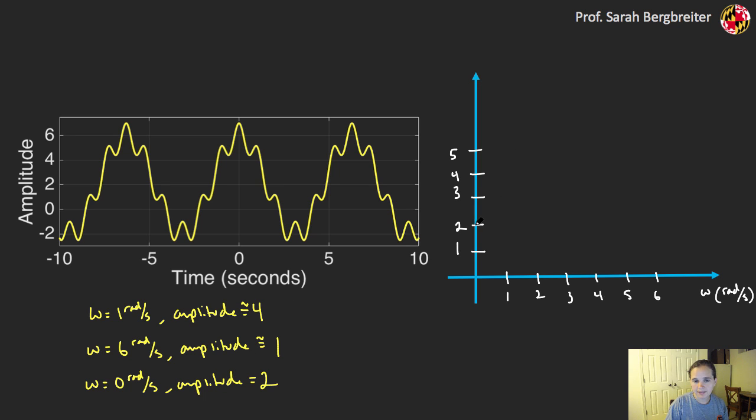And so I can plot that on an amplitude spectrum plot here. So I have an amplitude of 2 at 0. At 1 radian per second, I have an amplitude of 4 here. And then at 2, 3, 4, 5, I have amplitudes of 0. And then finally at 6 radians per second, I have an amplitude of 1. Right? And once I have this amplitude spectrum plot, I can back out what this signal actually was.